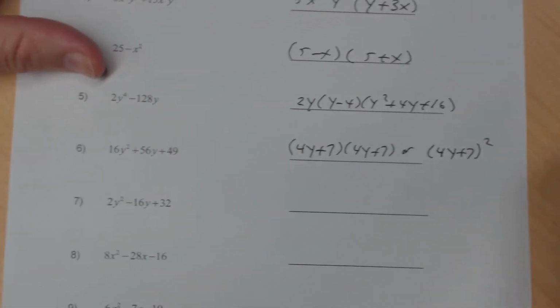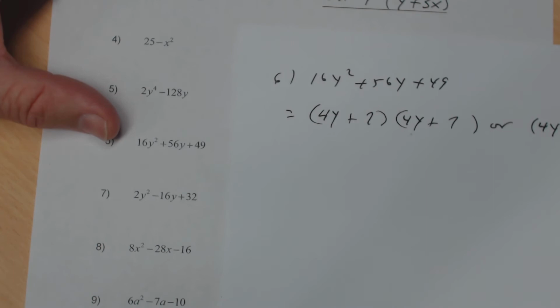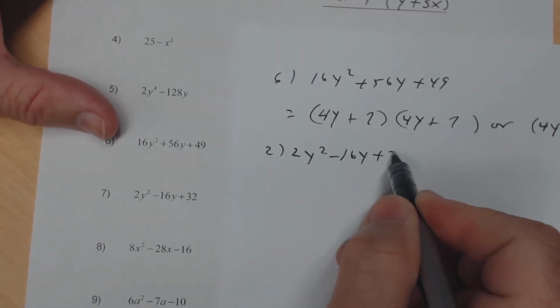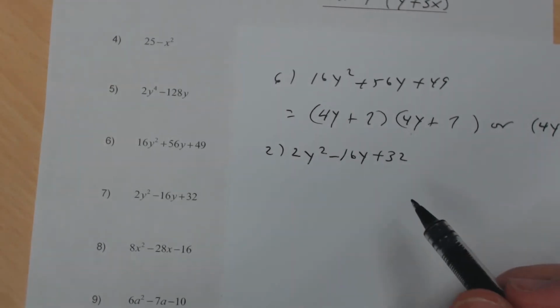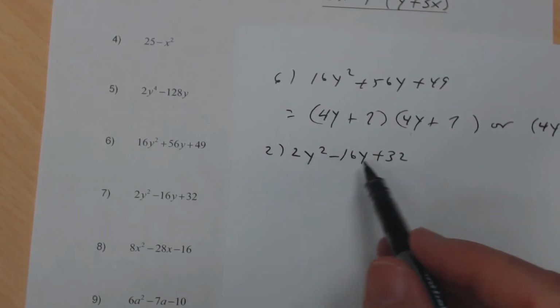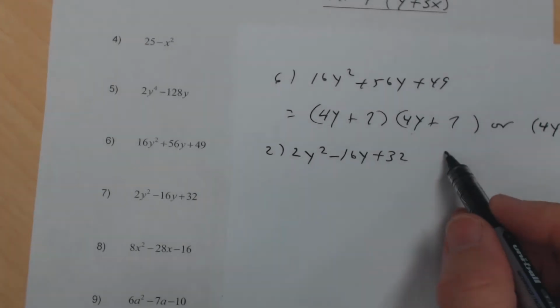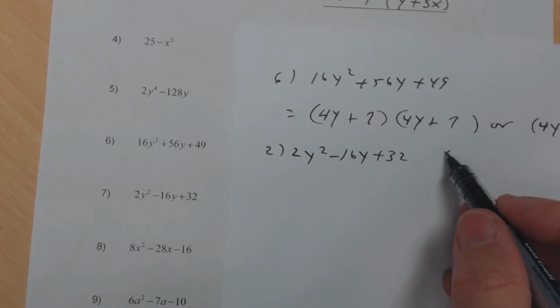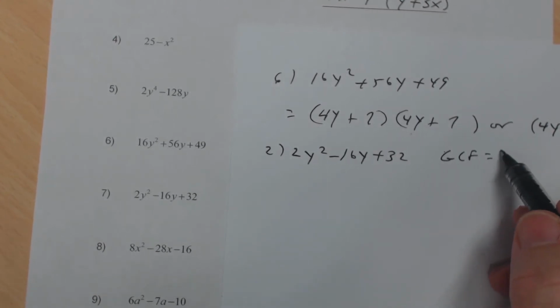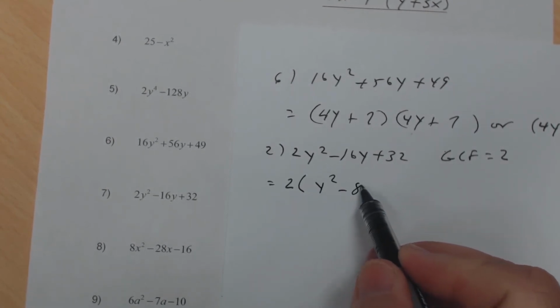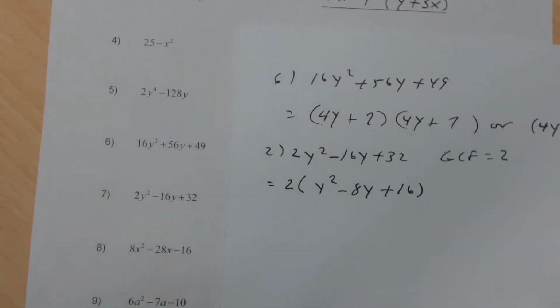All right, number 7. So number 7, you have 2y squared minus 16y plus 32. If you look at this, I can factor out a 2. So make sure you do that. You've got to factor completely. So you're factoring here, so make sure you follow the steps. The first thing you had to do was factor out that GCF. So when I factor out the 2, I get y squared minus 8y plus 16.